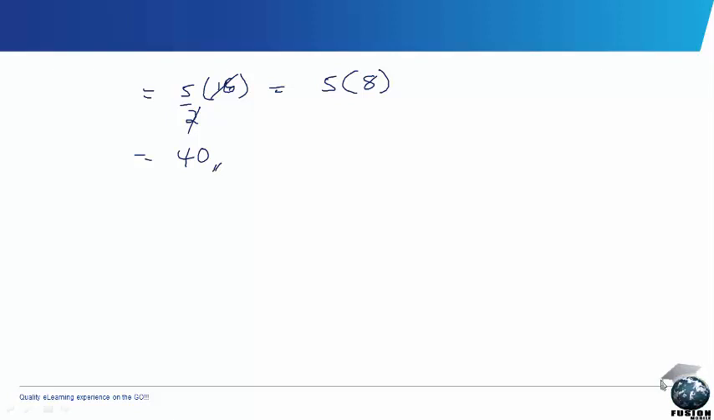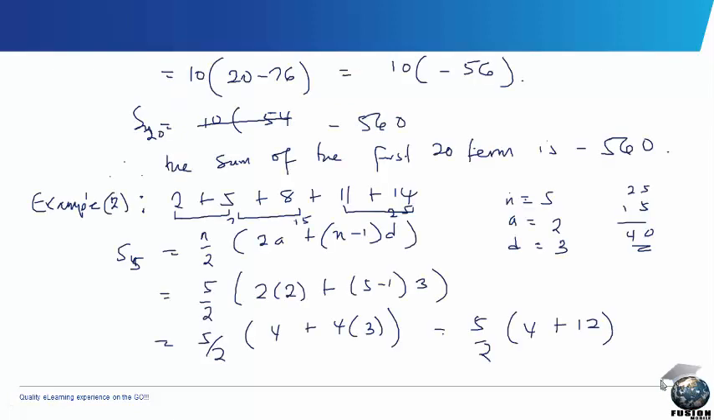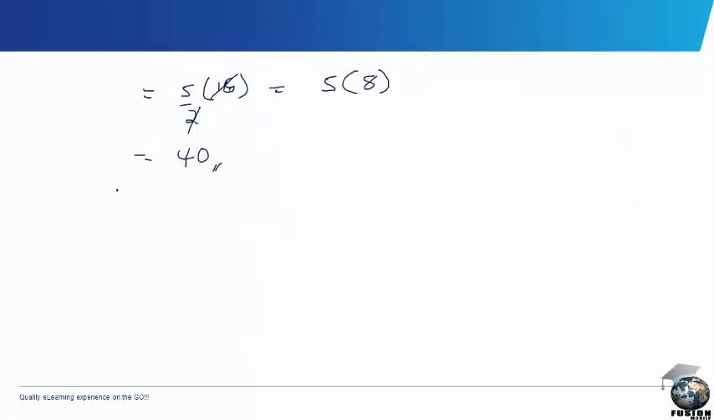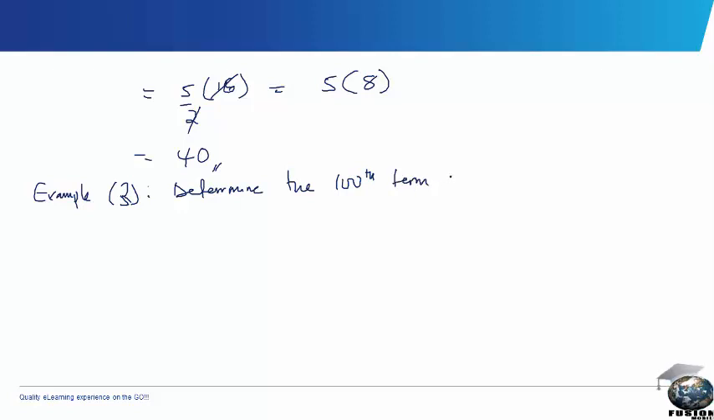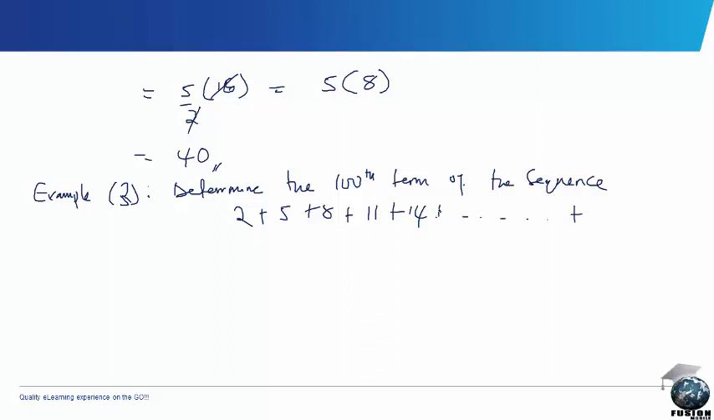And so what if we want to determine the 100th term of the sequence? Okay, given that we have the sequence 2, 5, 8, 11, 14, and we want to determine the 100th term of the sequence. Example 3. We're told to determine the 100th term of the sequence 2, 5, 8, 11, 14. Okay, and so we want to determine the 100th term, and we don't know the 100th term.